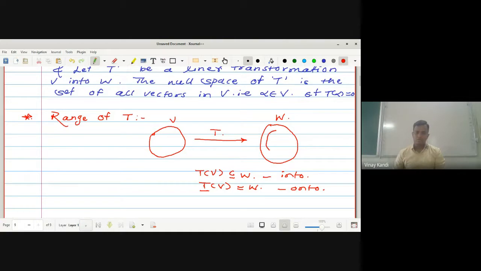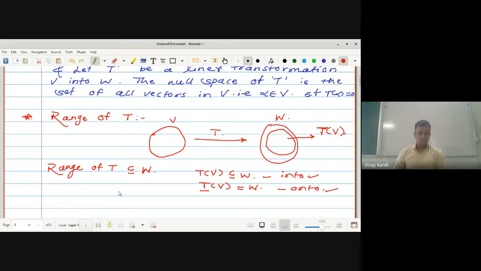Okay, so this one is range of T. If range of T is a proper subspace of the codomain, then it is into. If the range of T is equal to the whole codomain, then the function is onto. Okay, so this is T of capital V. So hence, range of T is what? Range of capital T is a subspace of W.